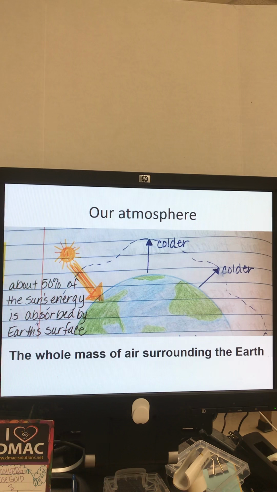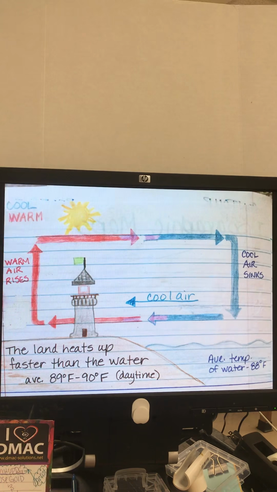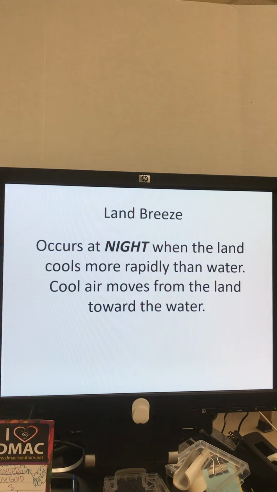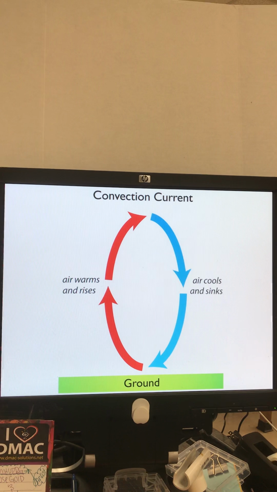So our atmosphere, cold out by space, not so cold down close where the sun is shining and the temperature of the land is giving off the heat that it has absorbed. Know that about 50% of the sun's energy is absorbed by the Earth's surface, and we still have this much heat going on. Well, that is basically our sea breeze, land breeze, and convection current lesson for today.